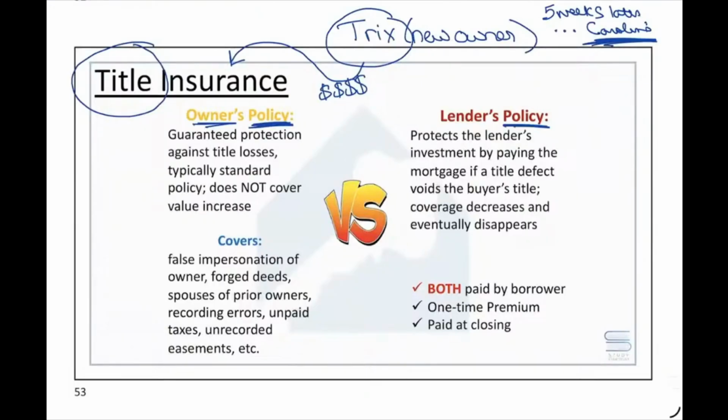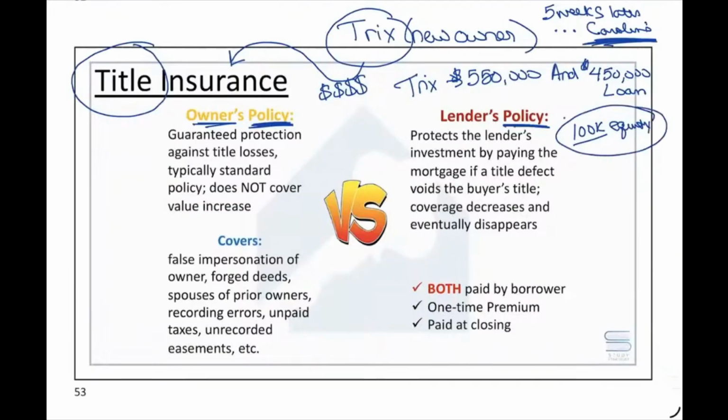But don't get it twisted. Let's say Trix bought this property and it was worth $550,000, and to buy it, she got a loan for $450,000. So the property is worth 550, but she got a loan for $450,000. That means she only has $100,000 in equity. If she lost ownership of this property, her owner's policy would take care of that $100,000 in equity.